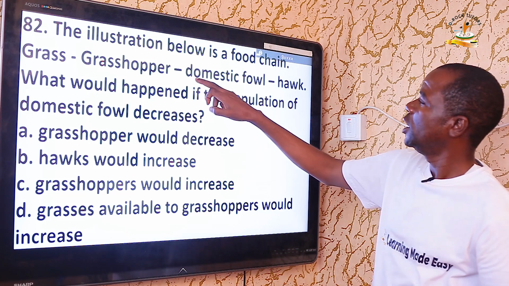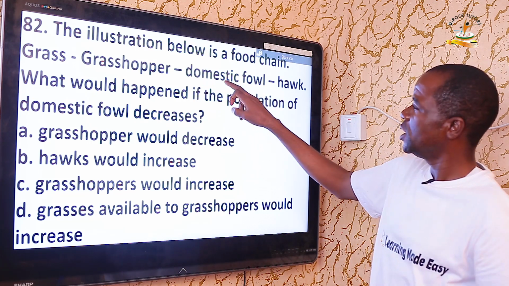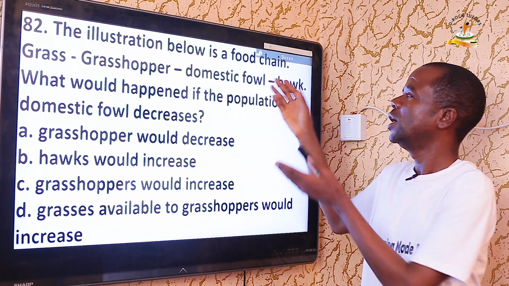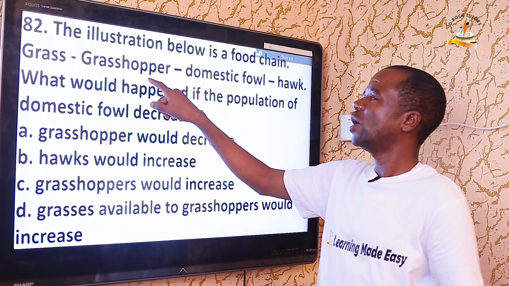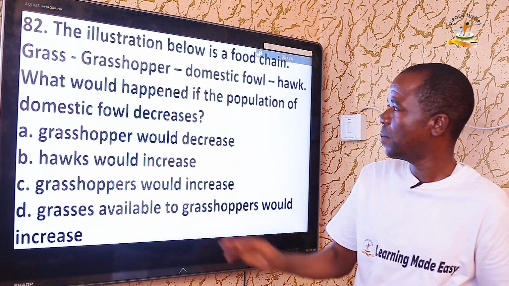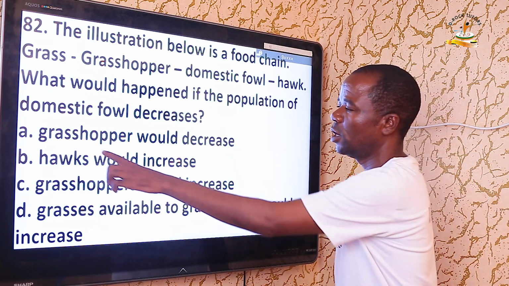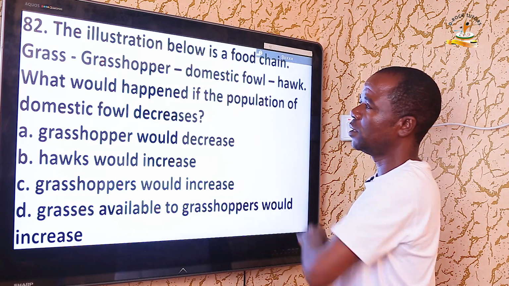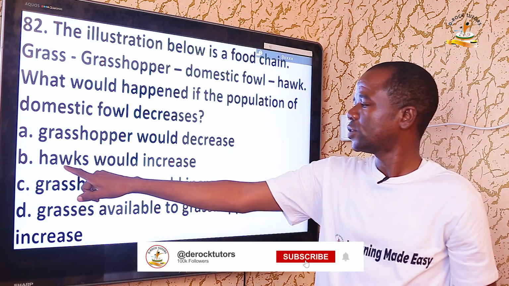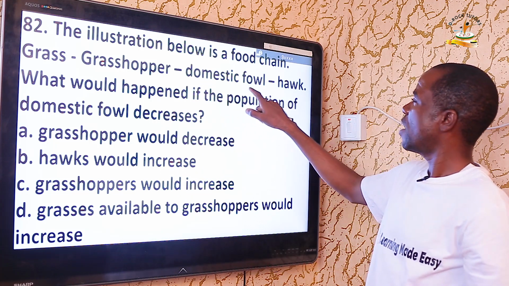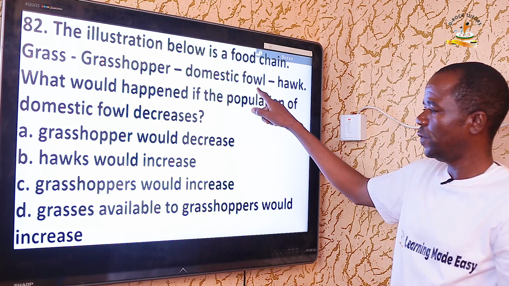Not only that, if the population of domestic fowl decreases, domestic fowl feed on grasshopper. So if there are fewer domestic fowl, there will be higher number of grasshopper because there will be fewer predators to feed on them. So if you look at the options, option A, grasshopper will decrease. That's wrong. Hawks will increase. Hawk won't increase because hawk are going to have fewer food. That's domestic fowl to feed on.